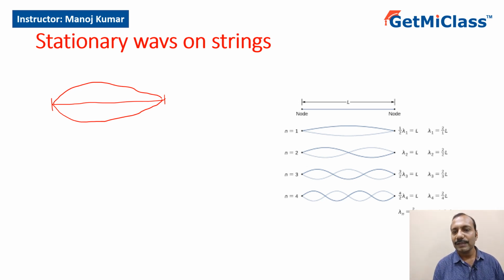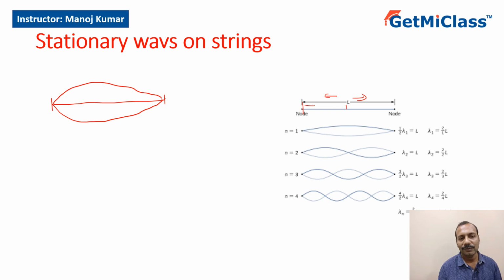But how is the stationary wave formed? The stationary wave is formed due to the superposition of two waves which are traveling in opposite direction. Now from where are these two waves coming? I'll take this example. I'm disturbing this. So the disturbance travels in this direction, and the disturbance travels in this direction.